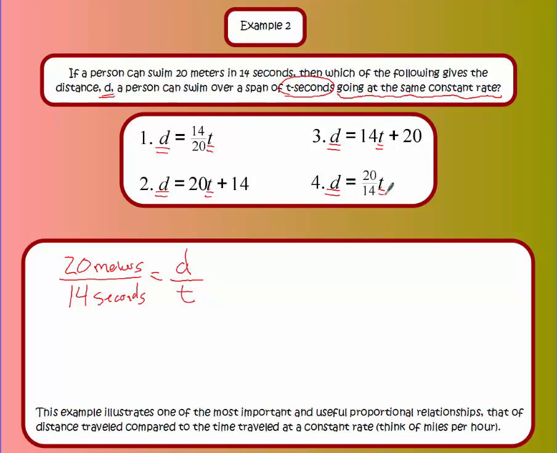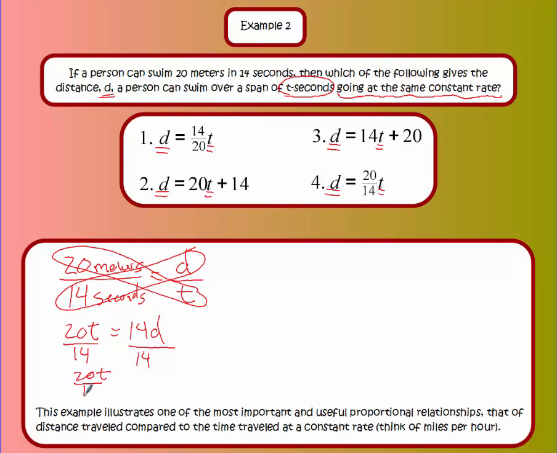We can try this cross multiplying again. So I would have 20 times t, which is just 20t. And I can have 14 times d, so that's 14d. Now I want to solve for d. I want to get d by itself. In order to do that, I need to divide by 14 to undo this multiplication. And that tells me I have 20t over 14 equals d. And that is choice 4 right here. 20 over 14 times t equals d.